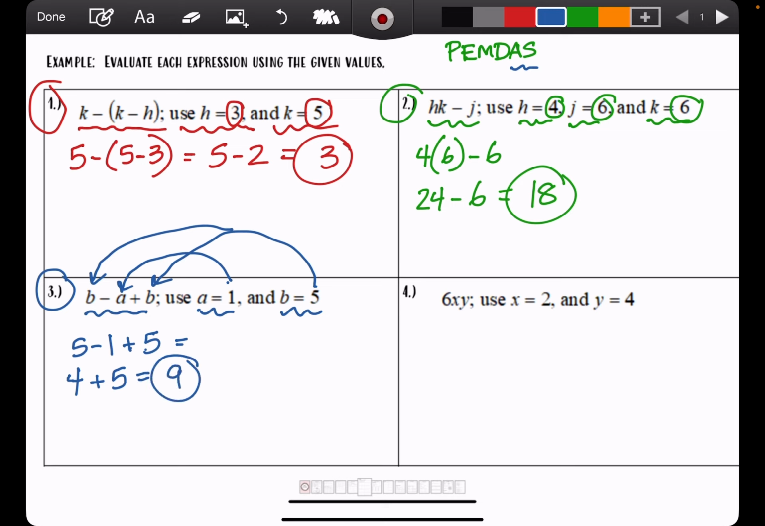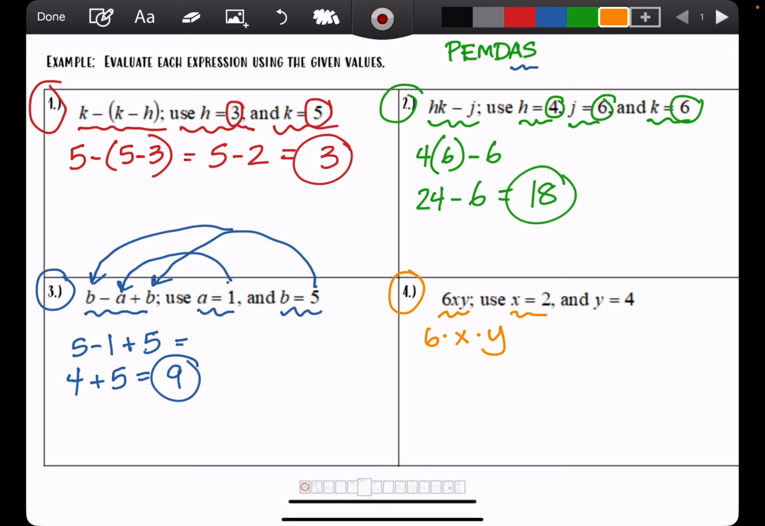Okay, last example, number 4. All we have for the expression is 6xy. Remember, if you don't see an operation symbol in between those terms, 6, x, and y, that means it's really 6 times x times y. So it's multiplication.